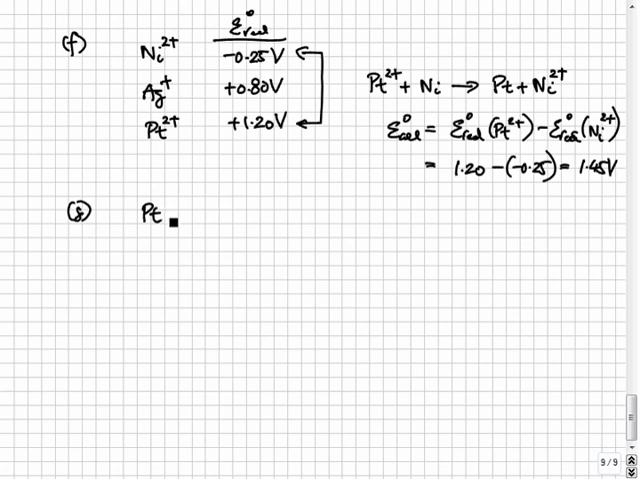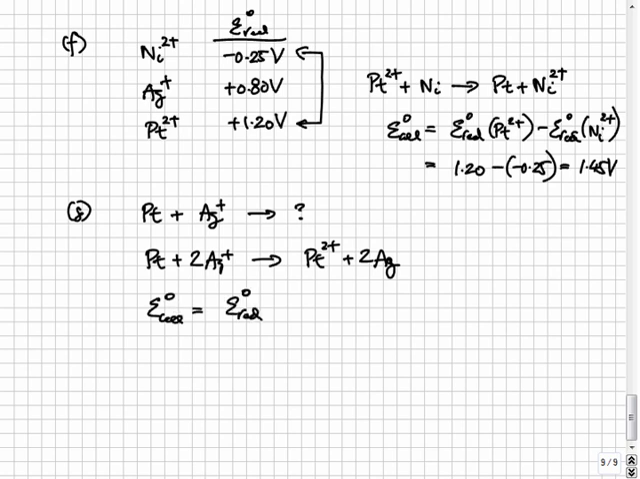G. The question is whether platinum will react with Ag+ spontaneously. For this to occur, the reaction is, the overall cell potential is the reduction potential of Ag+ minus the reduction potential of Pt2+, and this comes out to be less than 0. So the reaction is not spontaneous.